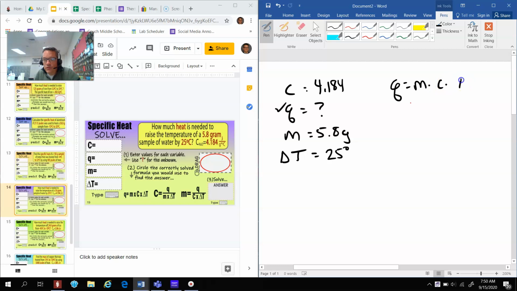So all we have to do on this one is multiply these three numbers together, which makes it nice and easy. So 5.8 times 4.184 times 25. C is 4.184, and the temperature change is 25. Because we're multiplying, it wouldn't matter if we got these out of order, because you still get the same answer. Multiply those together, and we get 606.68 joules, Q.